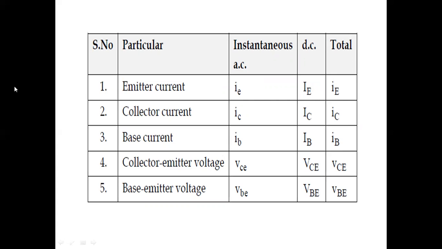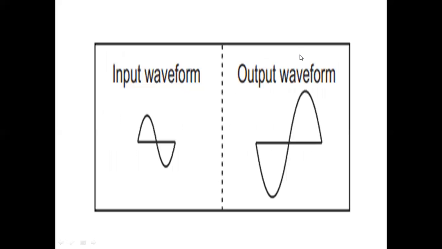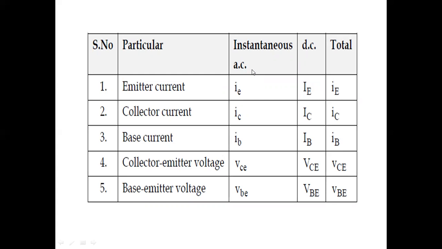Let's have a glance on this slide. Emitter current. We are going to have three parameters here: instantaneous AC, DC value, and total value. This total value gives the sum of the instantaneous AC plus DC value. These DC values are without application of input signal.